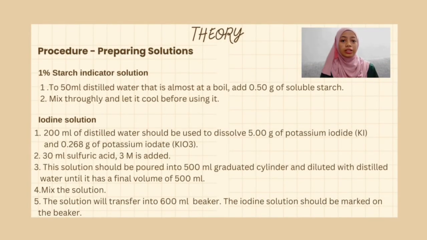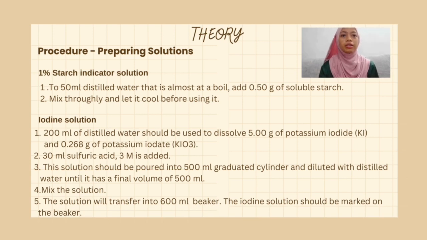Next, we need to prepare the solutions. First, we need to prepare 1% starch to indicate the solutions. First, we need distilled water that is almost at a boil. Then we need to add about 0.5 gram of soluble starch. Then we need to mix it thoroughly and let it cool before we use it.